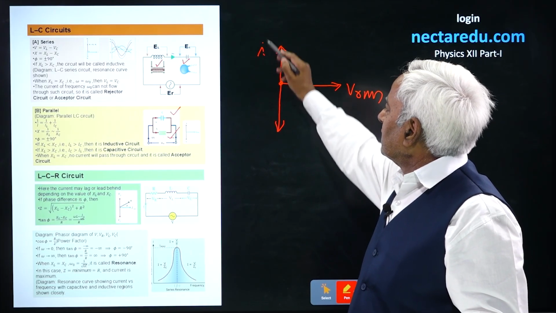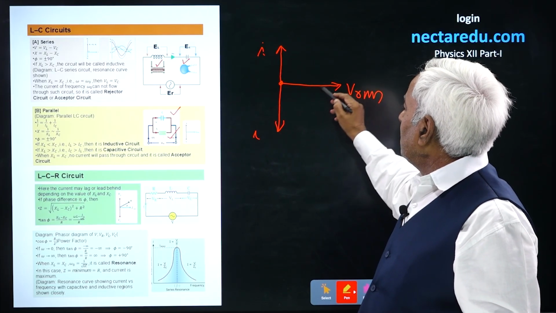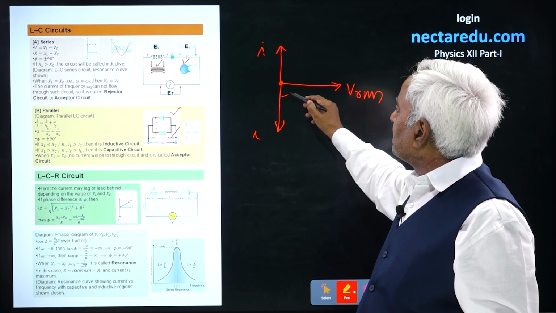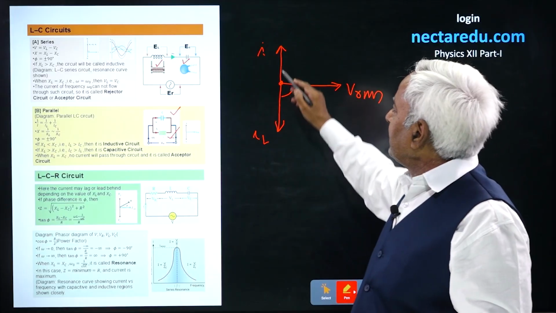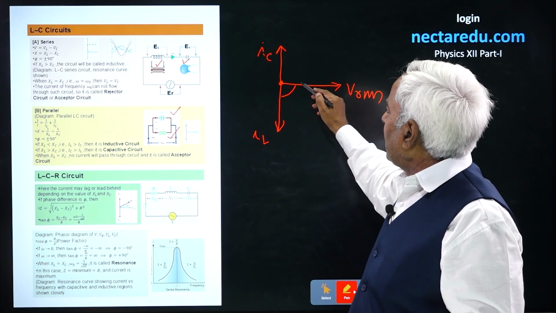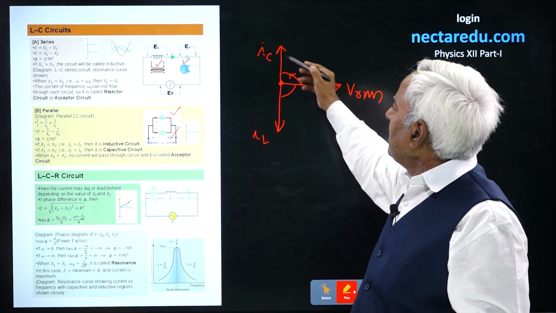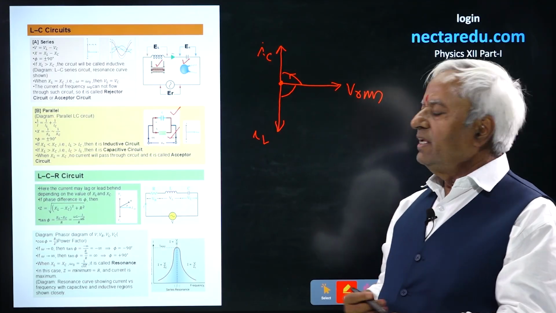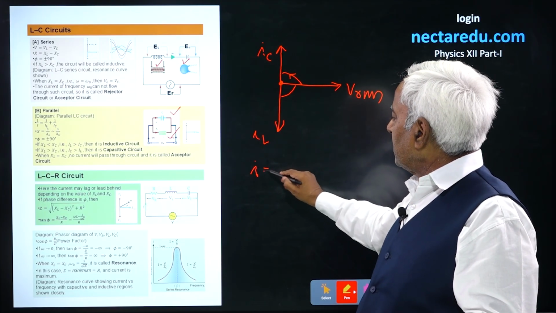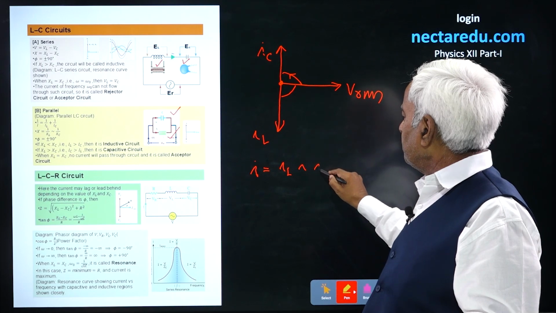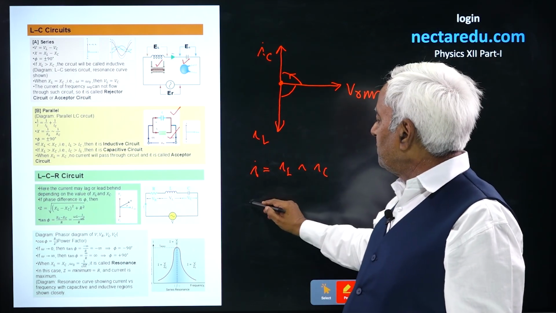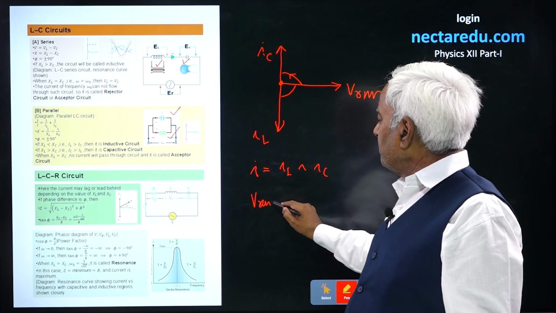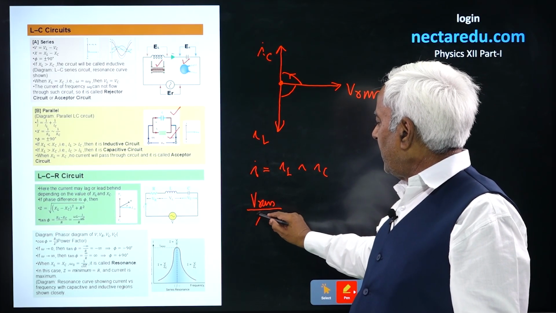Now, in the coil, the current lags behind, so this is going to be IL. In the condenser, the current leads ahead, that's why it is going to be IC. Again, in order to find the total current, you'll take the difference of the two depending on which one is greater. But I is going to be Vrms upon X.